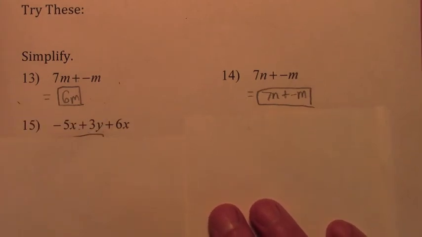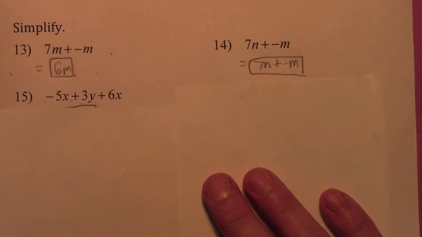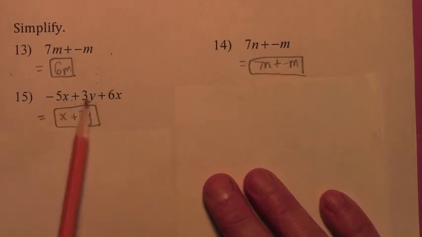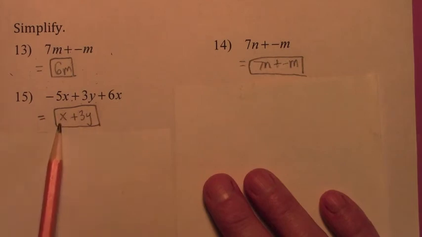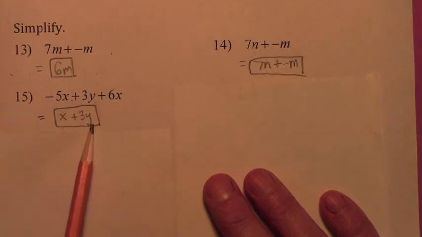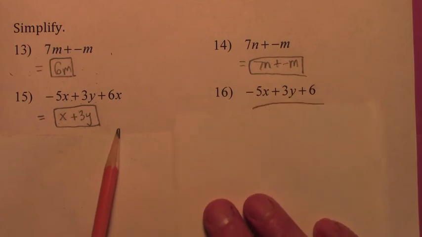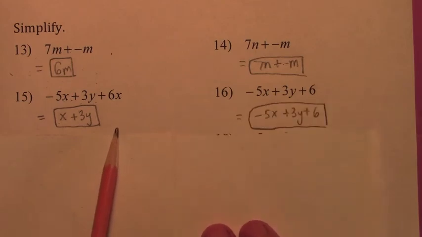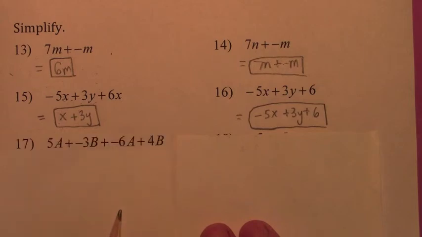Here, how many terms do you see? 3. Any like terms? Yeah, the x's. So when you add the x's together, negative 5x plus 6x is 1x, which we just write as x, plus 3y. Just leave it like that. Here, how many terms do you see? 3. Any like terms? No. You gotta leave it like just negative 5x plus 3y plus 6.